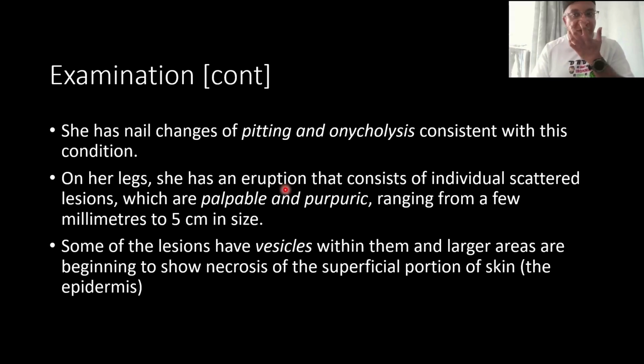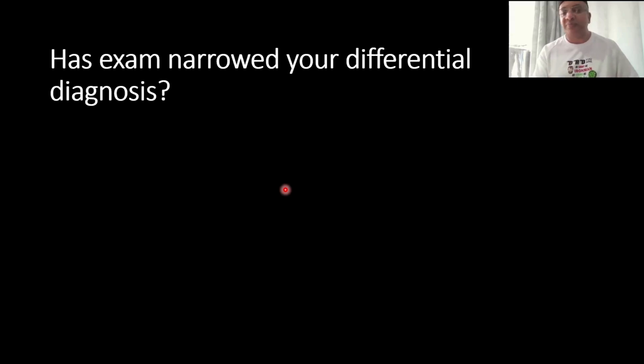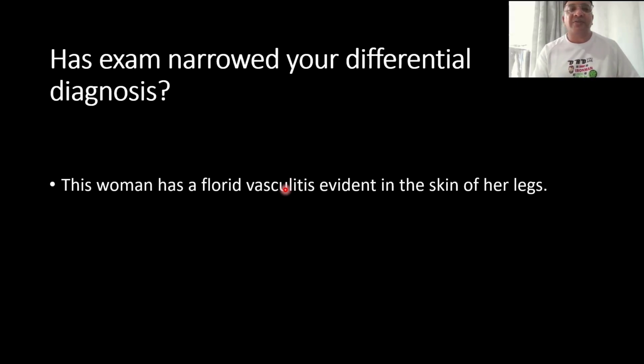On her legs, she has this eruption which consists of individual scattered lesions which are both palpable and purpuric, ranging from a couple of millimeters to 5 centimeters in size. Some of these have vesicles within them, and the larger areas are beginning to show areas of necrosis and breakdown superficially. So we can say there's involvement of the epidermis. So has this really narrowed down the differential diagnosis?